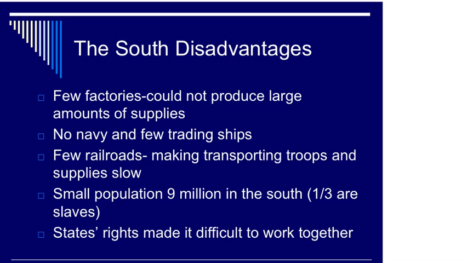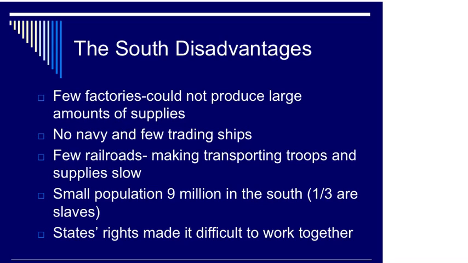The South's disadvantages. They have a small population. They don't have many factories, so they're not going to be able to produce the supplies they need. They have basically no navy, very few trading ships, and few railroads, so transporting supplies and troops is going to be slow. And then also the type of government they have, a confederacy, doesn't lend itself to making decisive action.